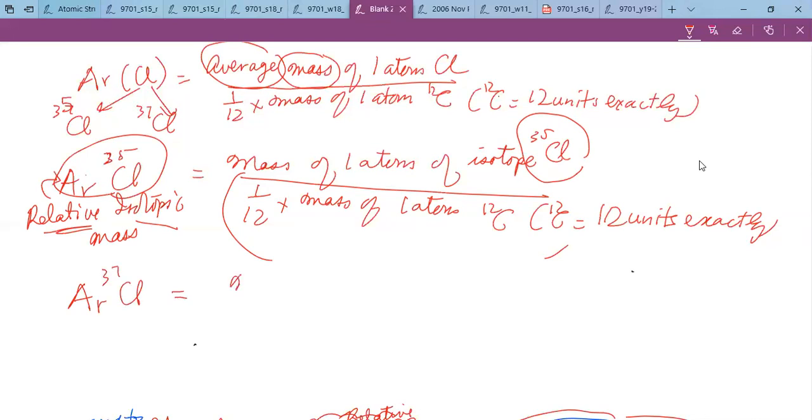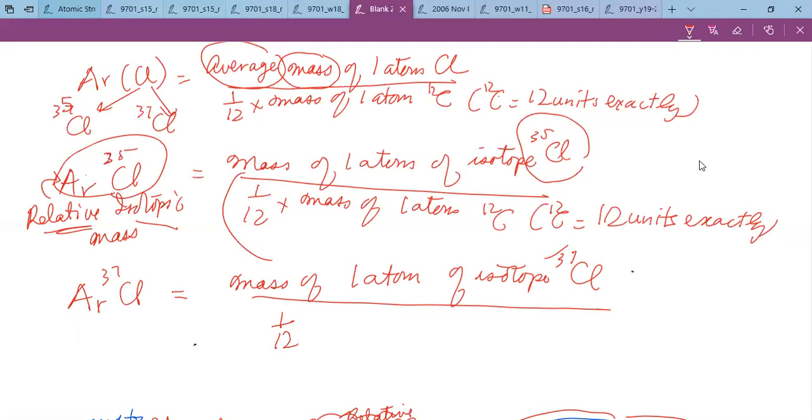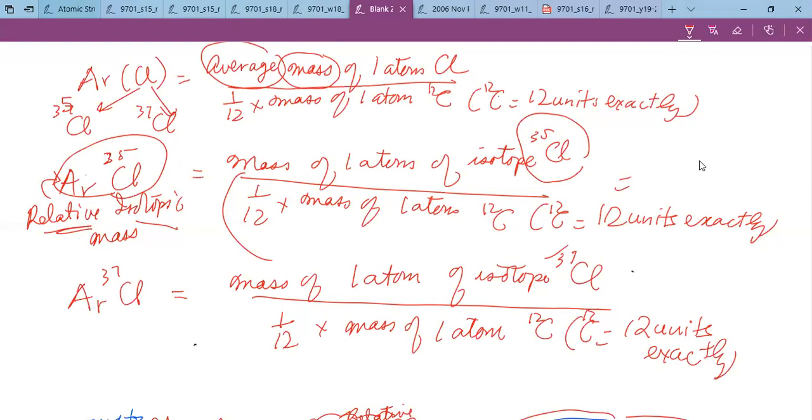It's the same: mass of one atom of the isotope Cl37 over 1/12 times the mass of one atom of carbon 12, where carbon 12 equals 12 units. So of course, the answer goes to 35, and this answer goes to 37. There are no units. Why? Because of the comparison. That means it's 35 times heavier than 1/12 of carbon 12.